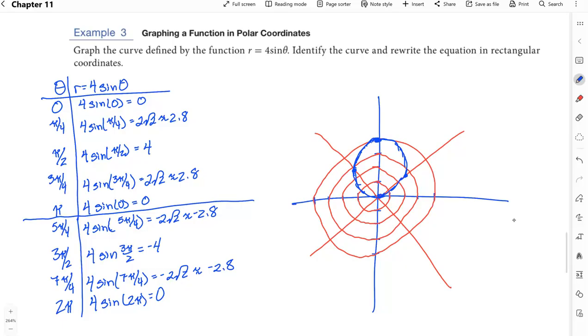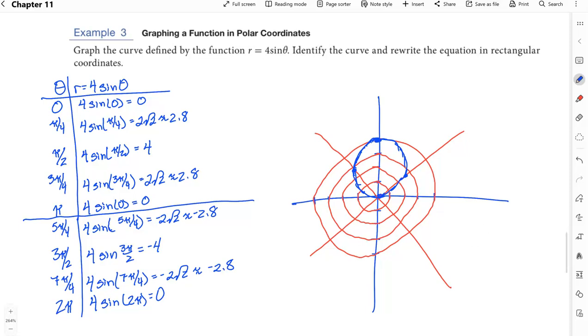So the first one is 0, 0. So my theta is 0, and I'm not moving along the terminal side. That's going to be at the origin. And then at pi over 4, I'm moving 2.8 units along the terminal side. So here's pi over 4. That's moving almost 3 units. Pi over 2, I'm going to move 4 units. 3 pi over 4, I'm going to move 2.8 units, and then pi, I'm going to move 0 units. So you can see how that graphed that circle.